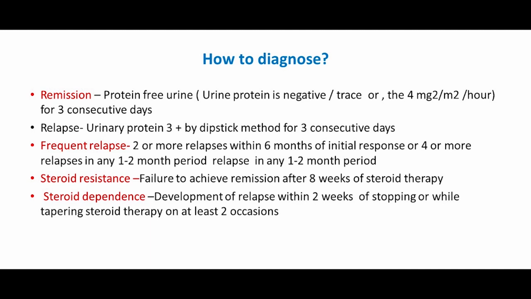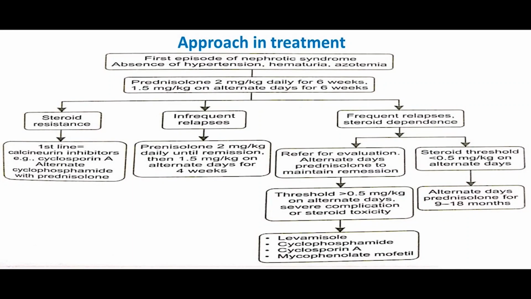Whereas, what do you mean by steroid dependence? Development of relapse within 2 weeks of stopping or while tapering the steroid therapy, on at least 2 occasions, is called steroid dependence. These are the 4 terms which we have to understand. Most of the time, we receive the patient either in the stage of frequent relapse, steroid resistance or steroid dependence. Next one. So, this is the approach of the treatment in contemporary medical science.